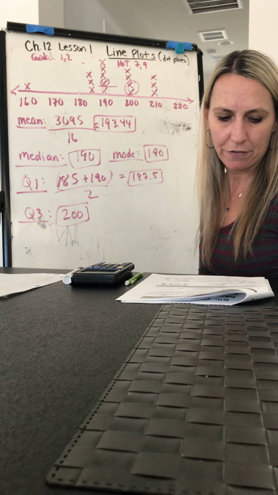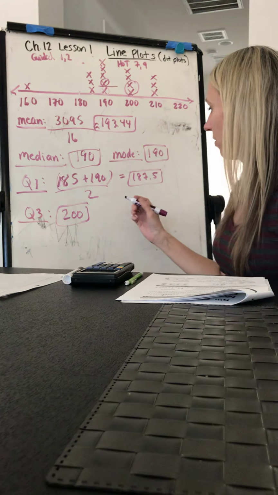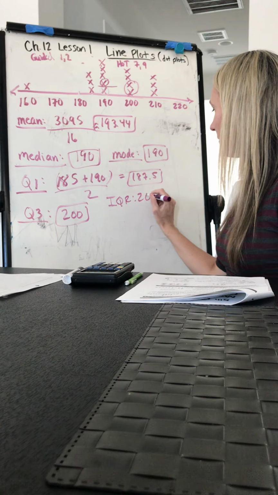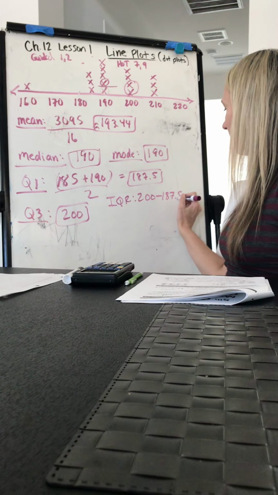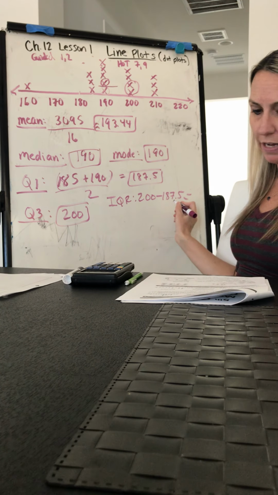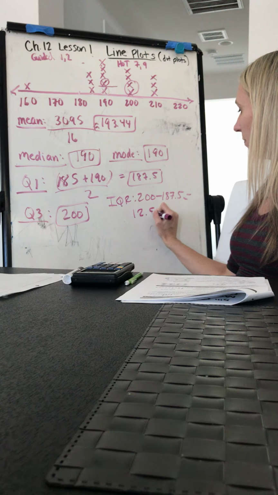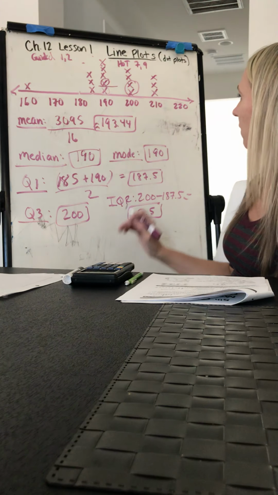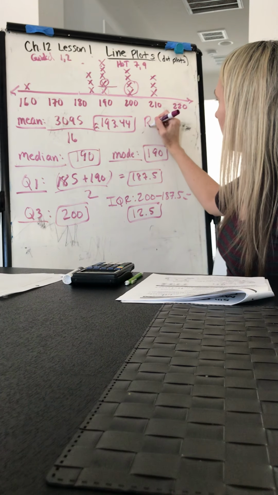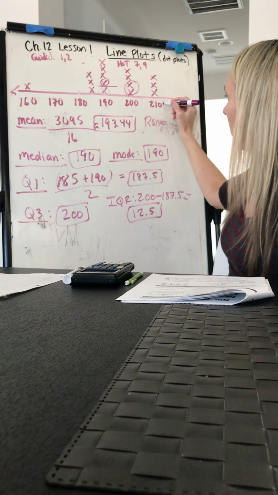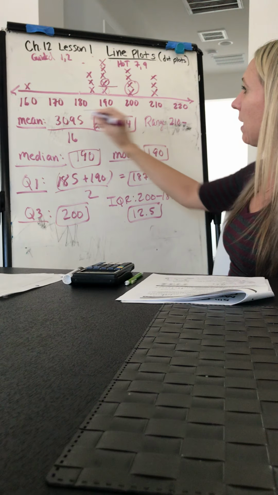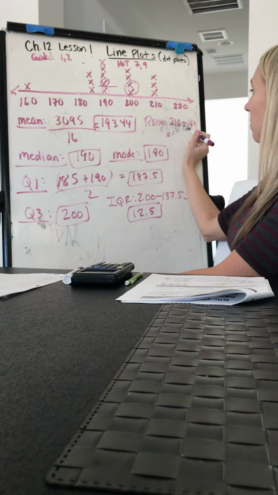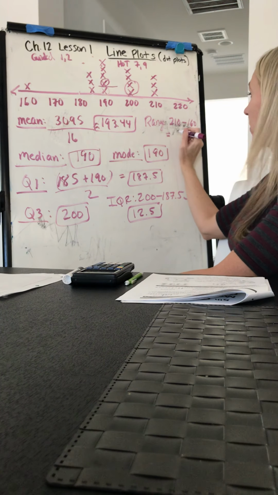Now, to find the interquartile range, remember what we're going to do is subtract 200 minus 187.5. That's going to give us 12.5. That's our interquartile range. And then let's find just the range. The range is going to be our biggest number, which is 210, minus our smallest number, which is 160. So our range is going to be, Bentley, what's 210 minus 160?